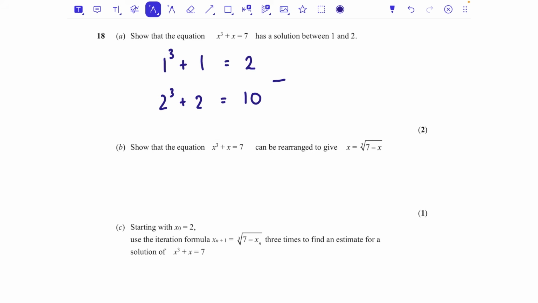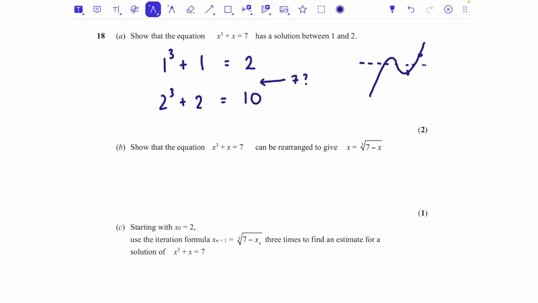Therefore, we expect it to make 7 somewhere in between. The value of x being 1 was too small, and the value of x being 2 was too big. So I therefore know that there's going to be an answer somewhere in between. This is a cubic, so it's going to look like this. And if it's going to equal 7, if one of the values is too small and the other value is too big, it's going to be somewhere in between.